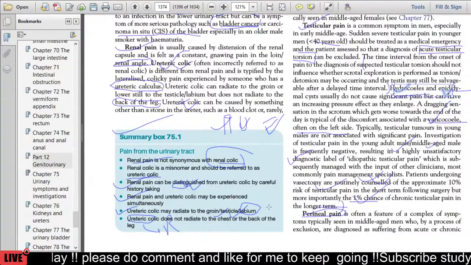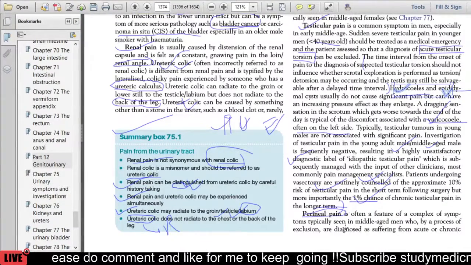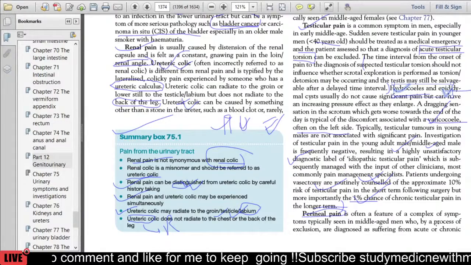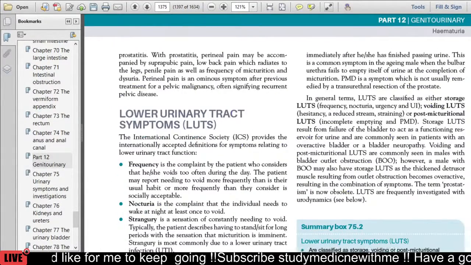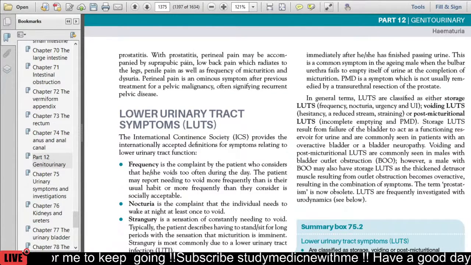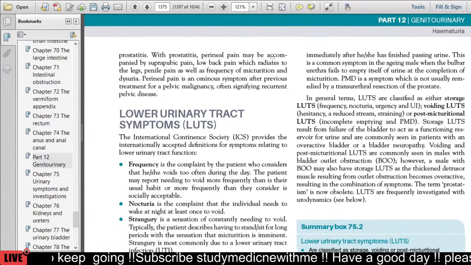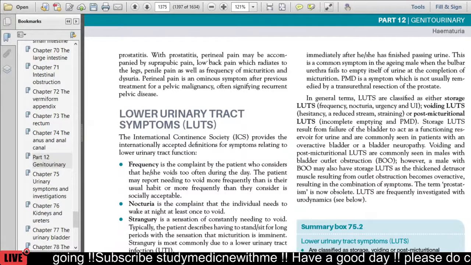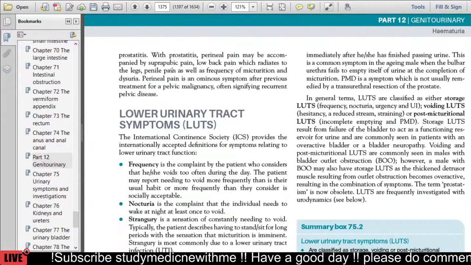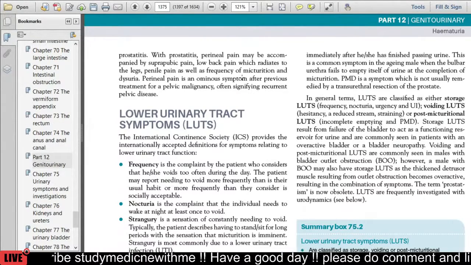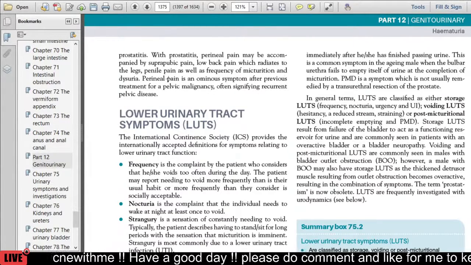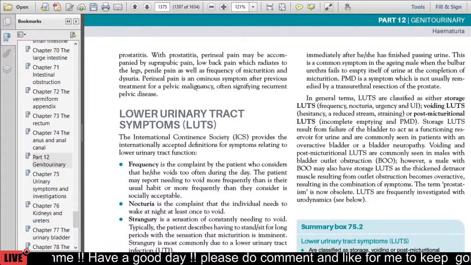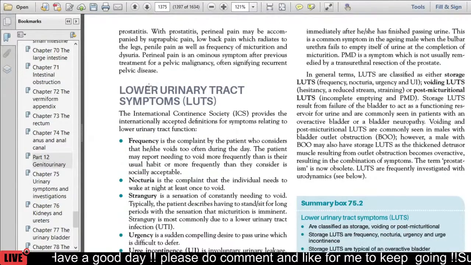So let's talk about perineal pain. It is often a feature of complex symptoms typical in middle-aged men who, by a process of exclusion, are diagnosed as suffering from acute or chronic prostatitis. With prostatitis, perineal pain may be accompanied by suprapubic pain, low back pain which radiates to the legs, penile pain, as well as frequency of micturition and dysuria. Perineal pain is an ominous symptom after previous treatment for a pelvic malignancy, often signifying recurrent pelvic disease.